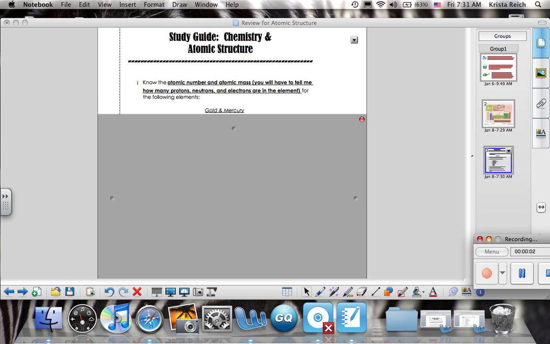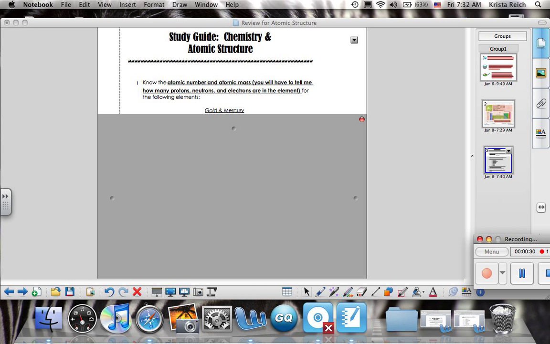The first thing that you're going to have to know for the chemistry and atomic structure COL is I've asked you to memorize two elements. And for these two elements, you have to tell me their atomic number, their atomic mass, and by using those numbers, you should be able to tell me the number of protons, the number of neutrons, and the number of electrons that are in the element.